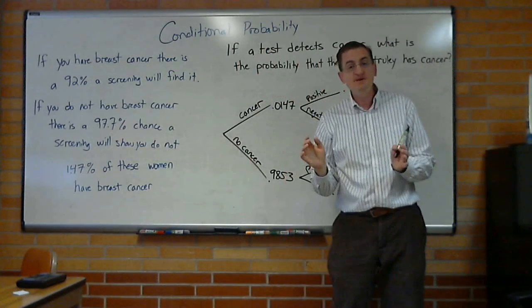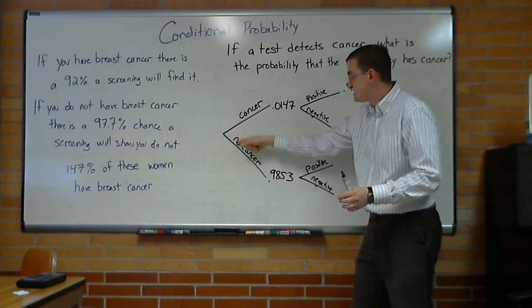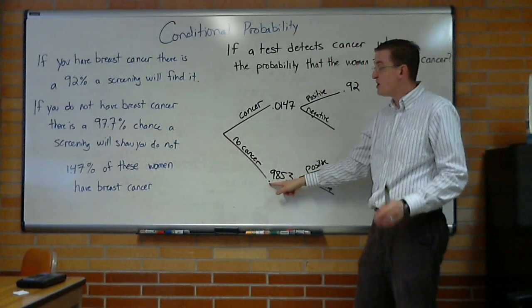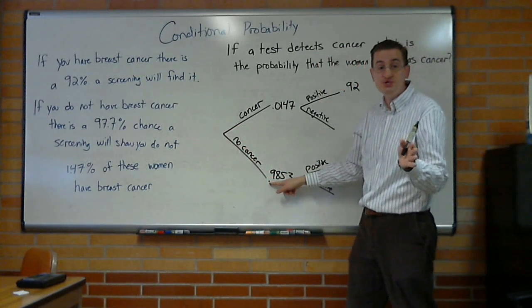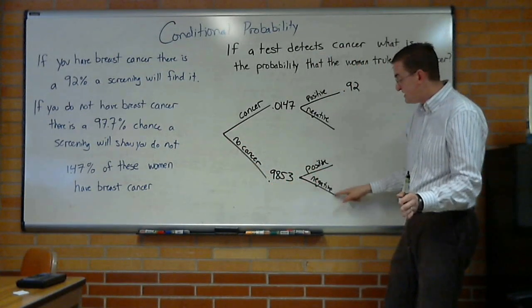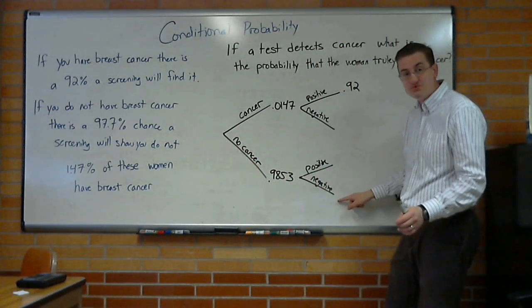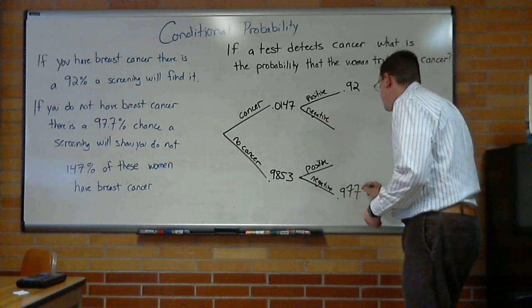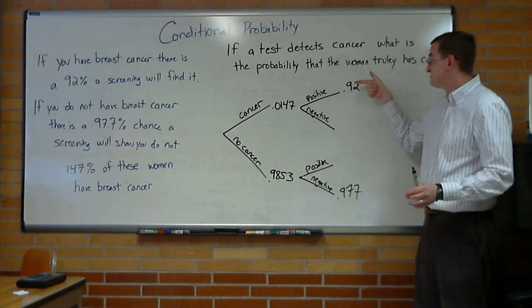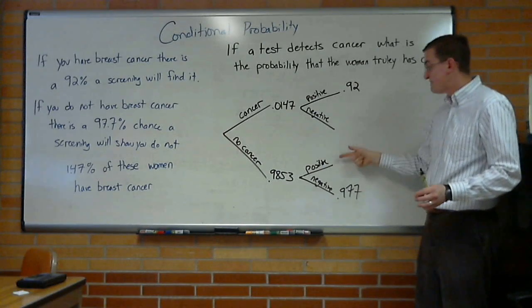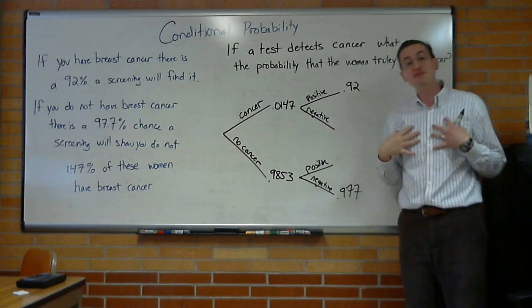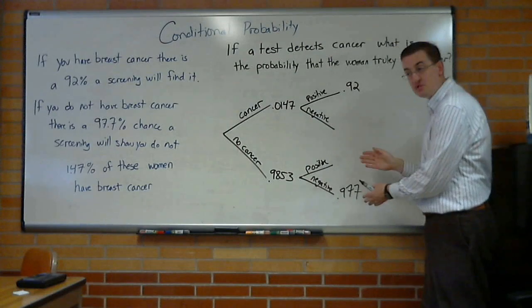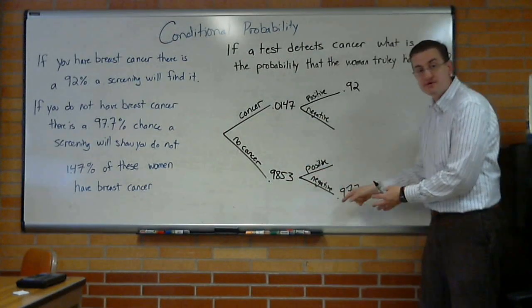Where does the other number go? 0.977. That's if you do not have breast cancer, down this branch. If you do not, then the screening shows that you do not. That means you tested negative for cancer. That's this one down here, 0.977. Don't fall into the trap that just because you thought it was the top branch here, that means it's going to be the top branch there. You've got to think to yourself, where does this number belong by following the scenario?